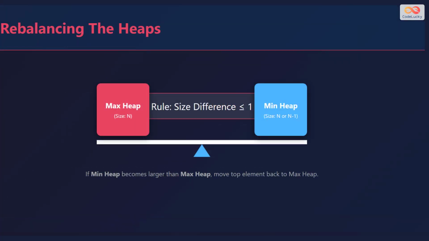After moving the element, our heaps might become unbalanced in size. We want the sizes to be roughly equal, or for the max heap to have exactly one extra element. If the min heap becomes larger than the max heap, we pop the top element from the min heap and move it back to the max heap. This strict balancing rule ensures the median is always accessible at the top.